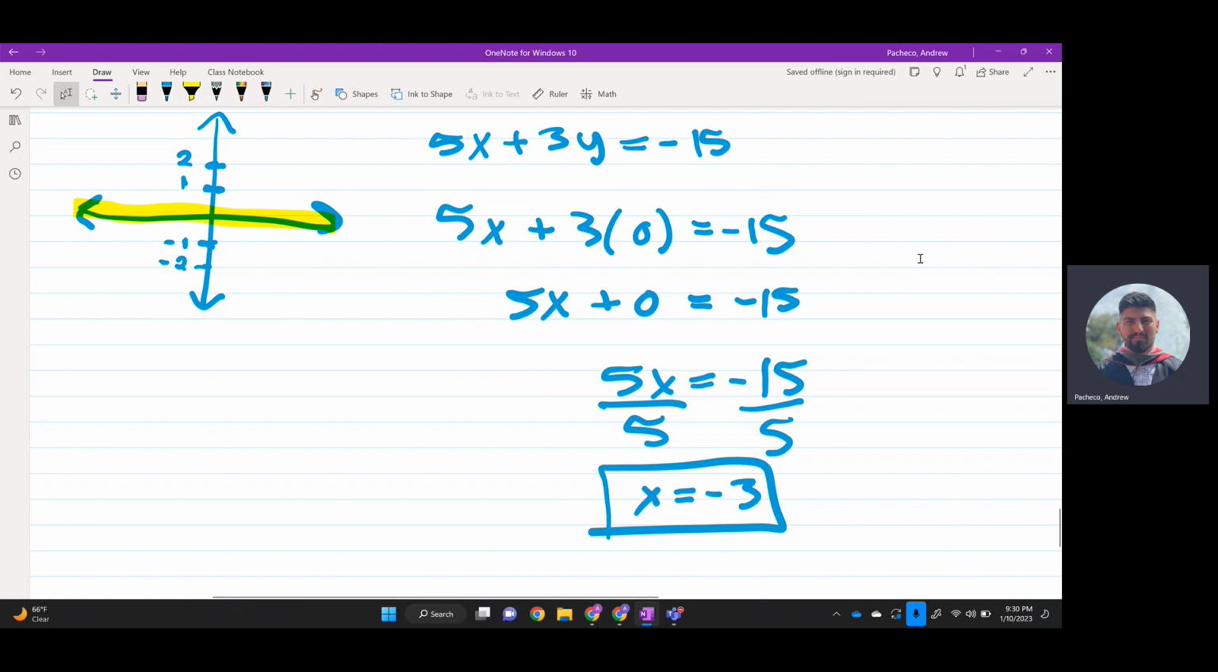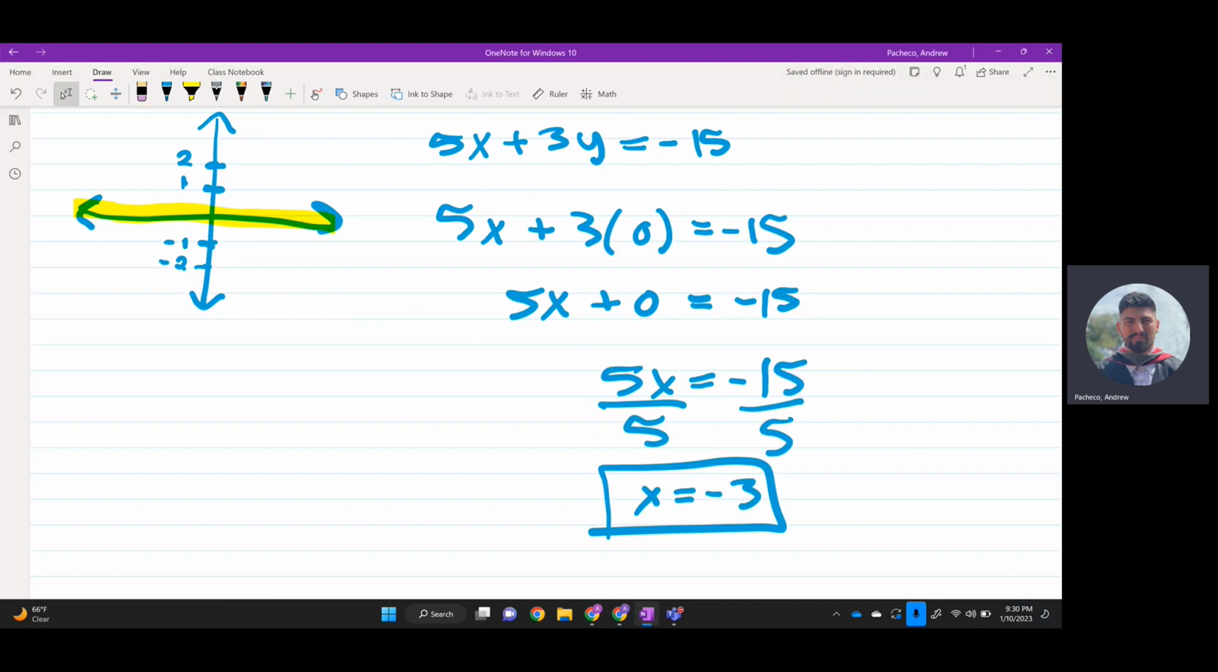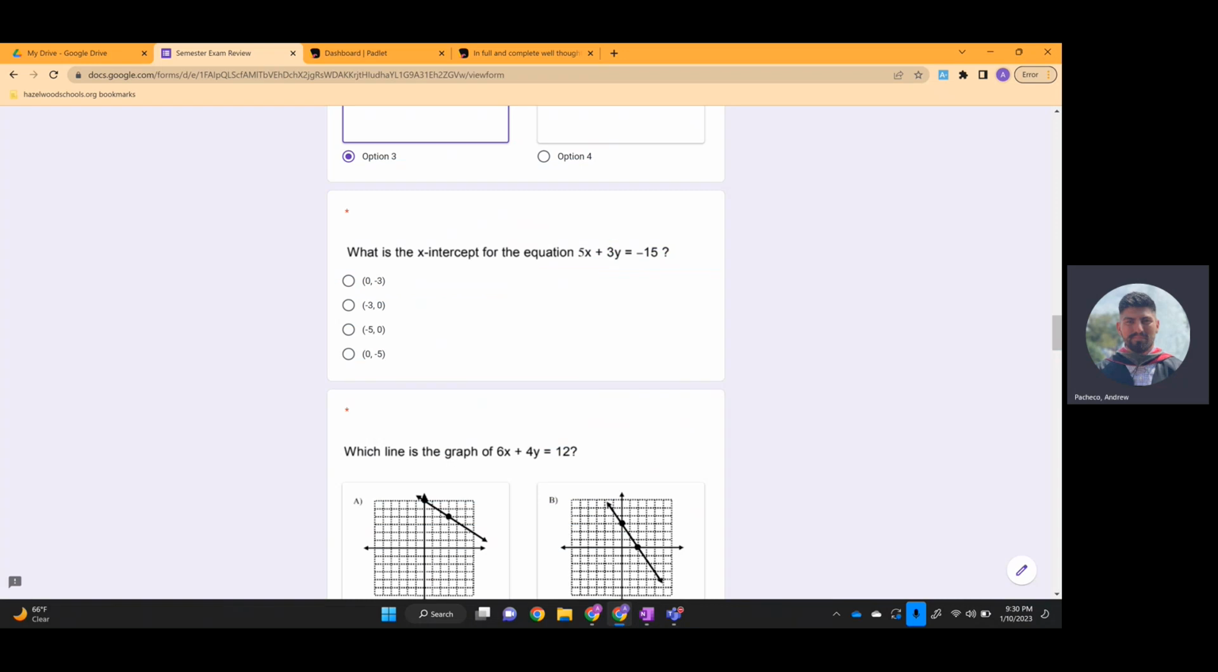Remember that it's not just x equals negative 3, but in our question, it's an ordered pair. So our ordered pair should be x is negative 3, but y is 0. Negative 3 comma 0. Our answer should have been B, or that second answer choice.